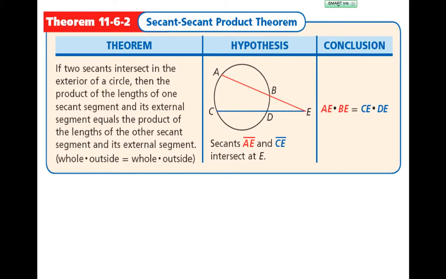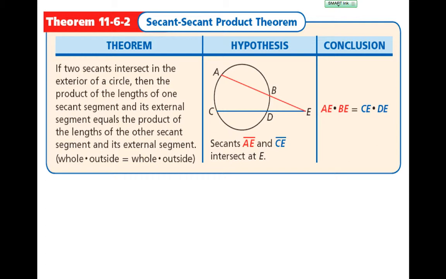This one has two secants. So as you draw your picture, make those two secant segments. They have to intersect in the exterior of the circle. Now this has segments you can multiply together, like that last one. Certain segments multiplied will be equal. So what segments are they? By their notation, AE and BE multiplied together, and then CE and DE multiplied together.